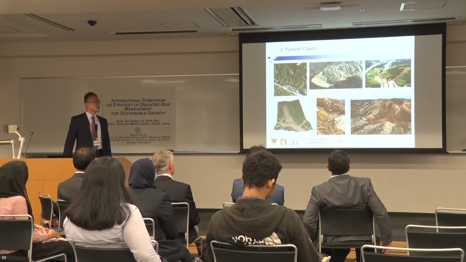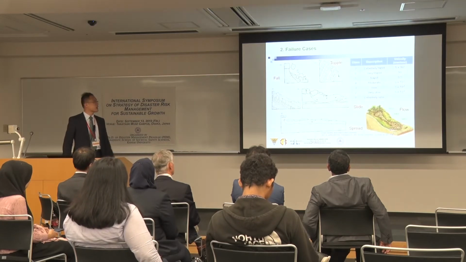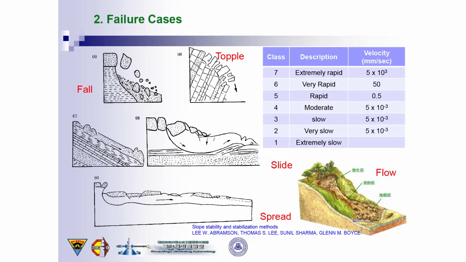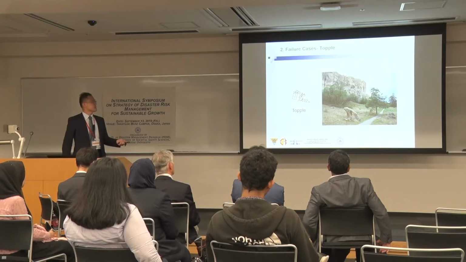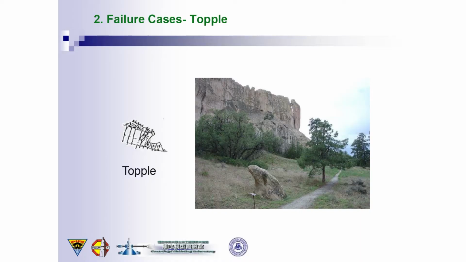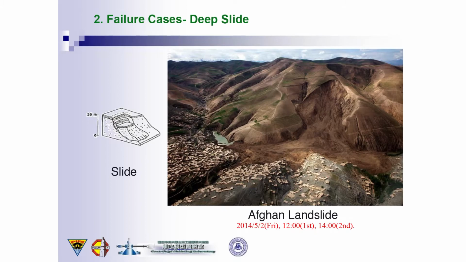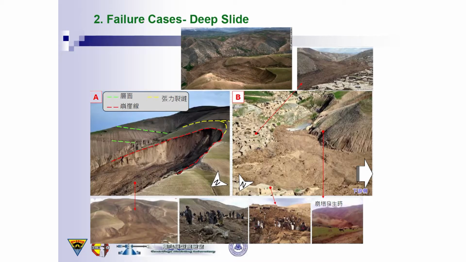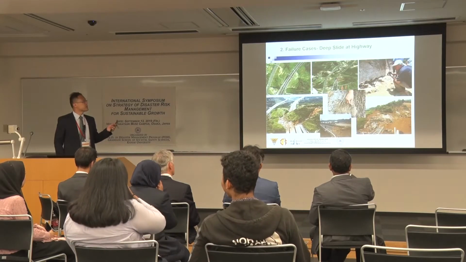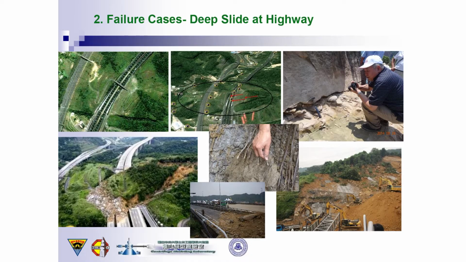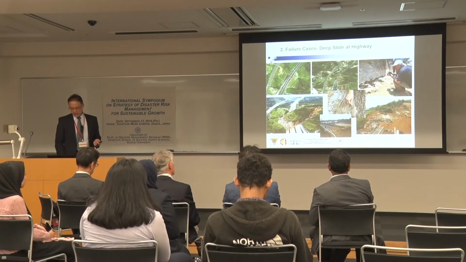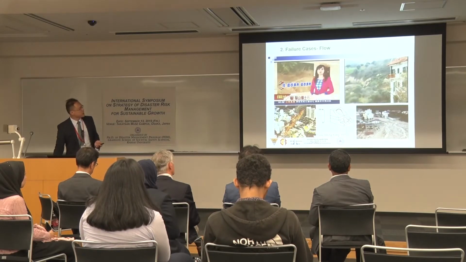So we have a lot of fatal cases, especially landslides. We have different catalogs for different types, such as toppling. Please do not focus on this rock; we focus on this. This is a kind of toppling. And this is a landslide in Afghanistan, and we can find a lot of features of sliding. And this is a case from maybe 7 or 8 years ago in Taiwan. This landslide just cut the highway.